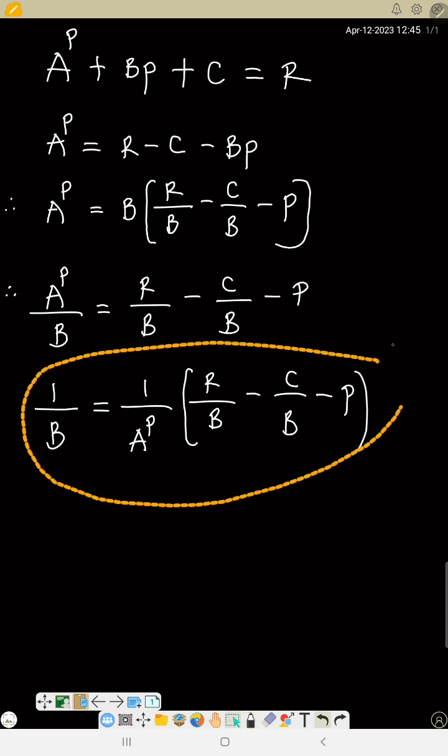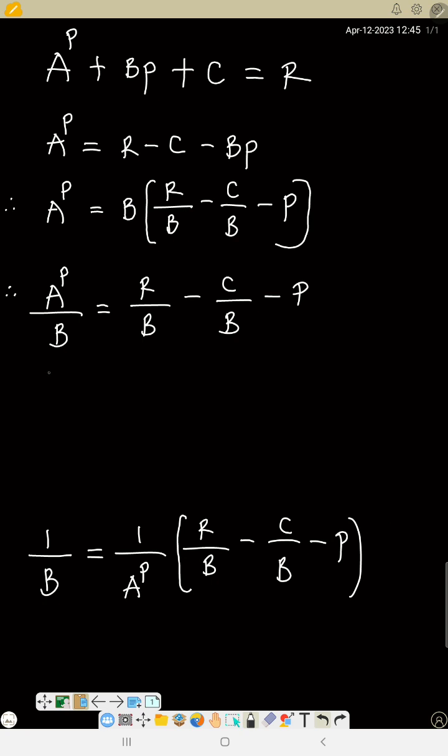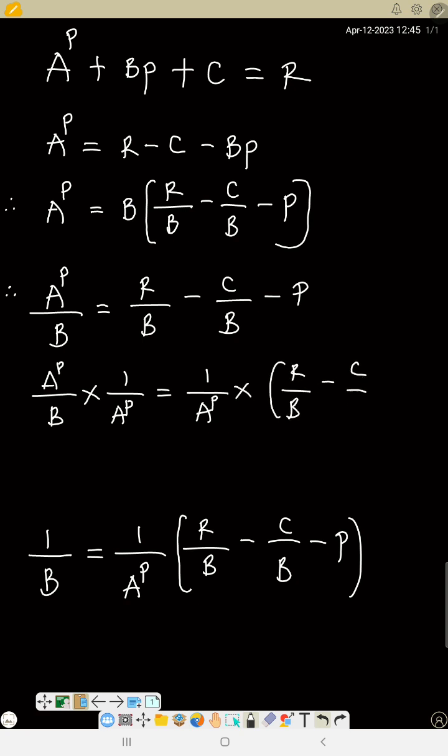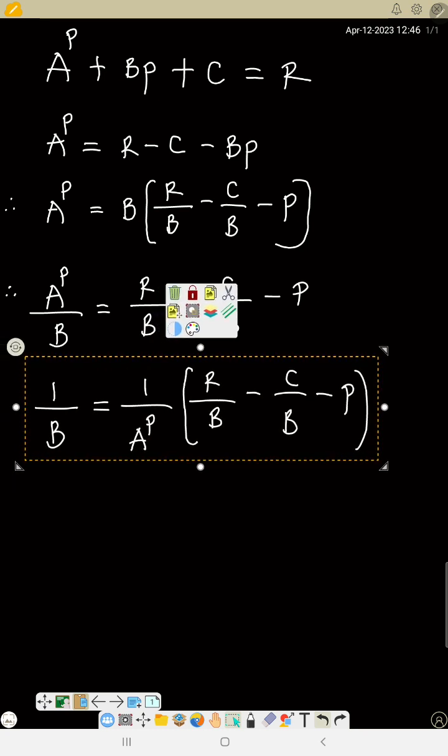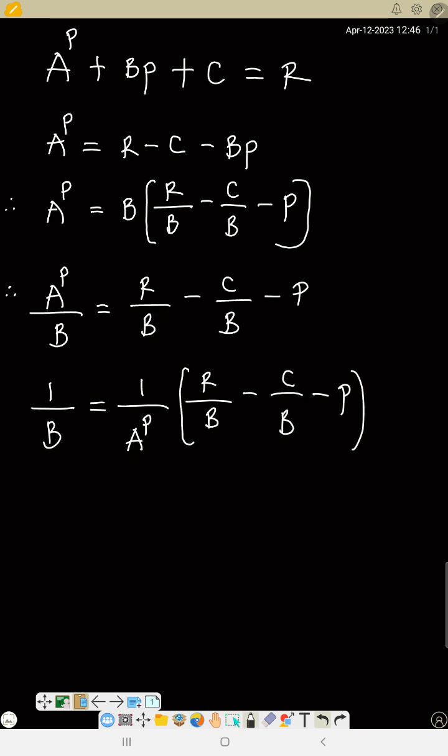Let me show that part. So multiply both sides by 1 over a raised to power p, so you can see, 1 over a raised to power p. Also this side to multiply by 1 over a raised to power p, so that this will cancel out, remain 1. So we have 1 over b equals 1 over a raised to power p, like that. So we are looking for p.